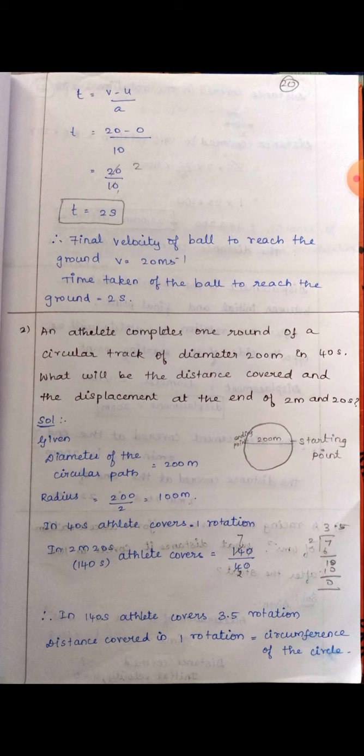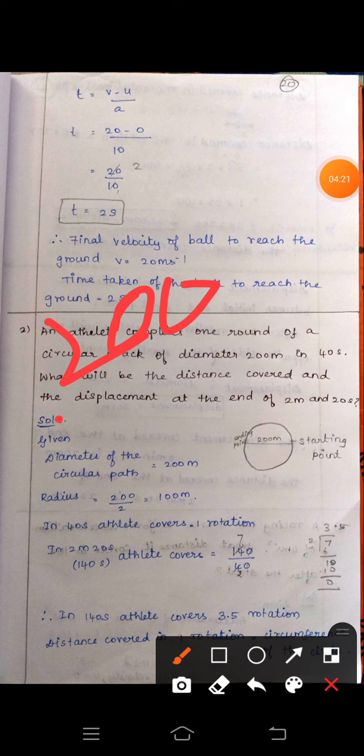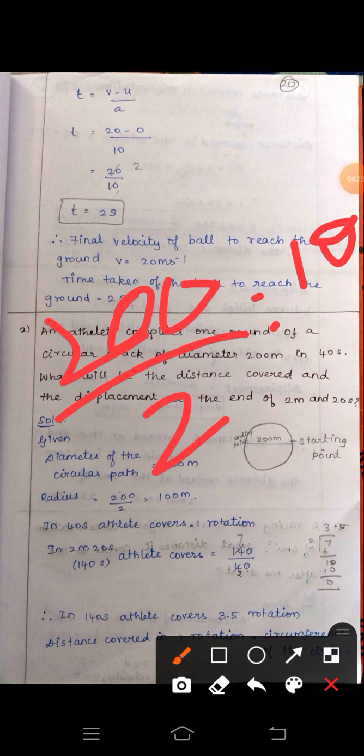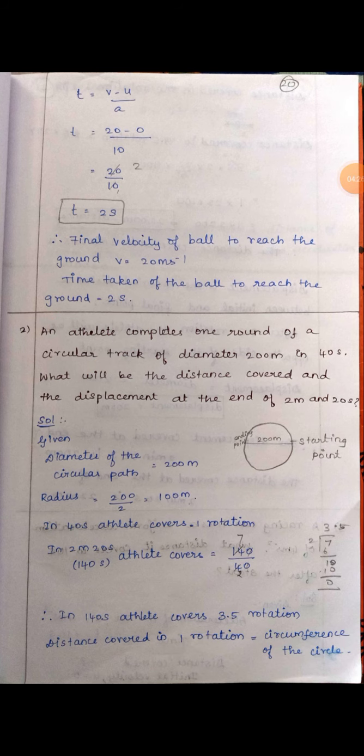See here, so what is given? Diameter of the circular path is 200 meter. It is given in the question. Next is radius. Radius is diameter divided by 2. Diameter is 200. We are dividing this by 2, finally 100. So the radius is 100 meter.